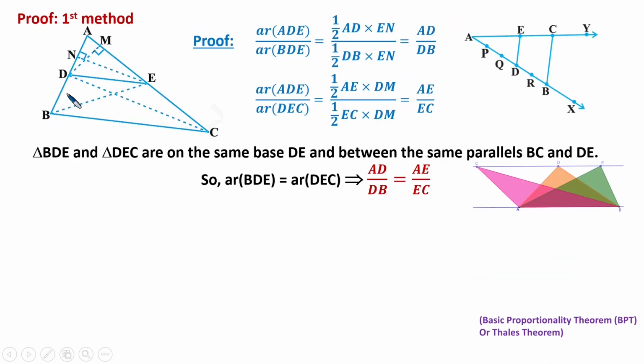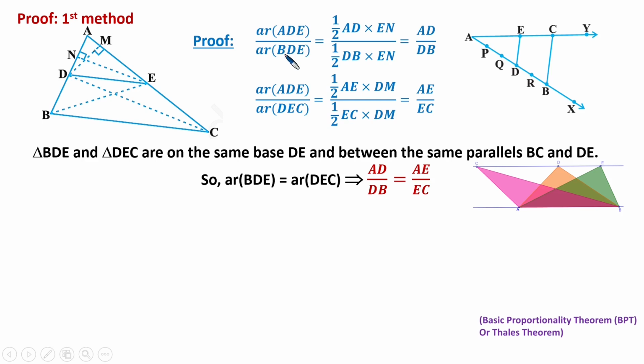So I reproduce the same figure here. And this is the first method of proving my BPT, that is the basic proportionality theorem. So this is what I want to prove. It's a very simple proof. Here I say the area of triangle ADE, and the area of triangle BDE, because I want to take this side. So I take the ratio of this area and this area.